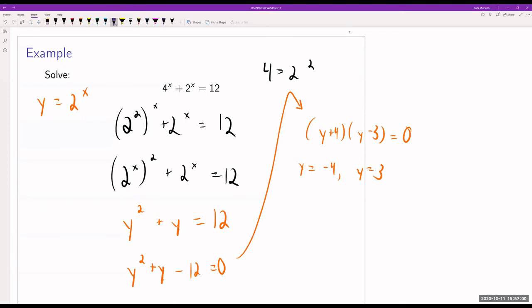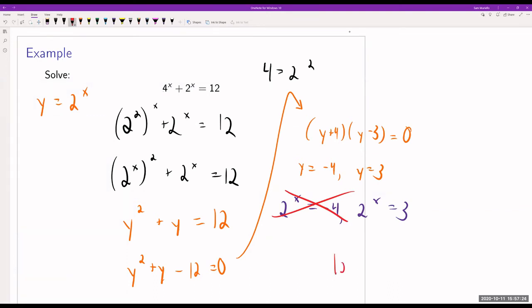Switching back to exponential form, we need 2 to the x is equal to negative 4 or 2 to the x is equal to 3. Now, we can cross this first one off immediately. There is no power that I'm going to be able to put 2 to in order to get a negative number. I can't multiply 2 by itself or divide 2 by itself to get a negative number. But 2 to the x equals 3 does have an answer.